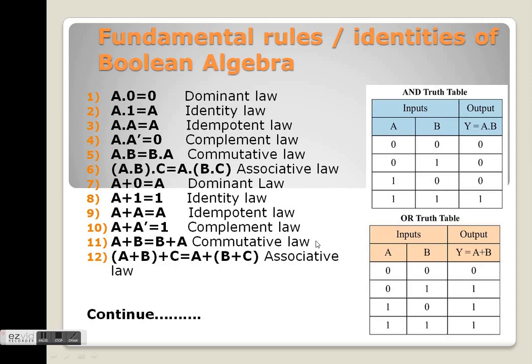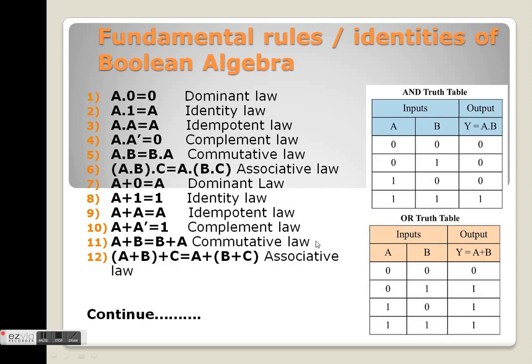Rule number 11 says that A OR B is always equal to B OR A. It means that on changing the order of the variables, the result of the expression does not change. For example, 0 OR 1 is equal to 1 OR 0.